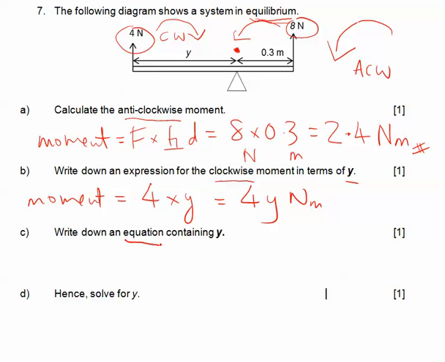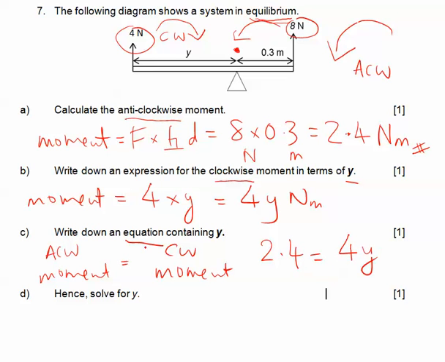Write down an equation. Equation needs to have an equal sign. How do you know that it's equal? Because of the keyword equilibrium. Equilibrium, there's a principle called the principle of moments. What does the principle of moments say? It says that the anti-clockwise moments must be equal to your clockwise moment. So in this case, I can equate what I have gotten in part A and part B together. So in this case, anti-clockwise moment is 2.4. And my clockwise moment that I calculated in part B is 4y. So this is my answer for part C, which is 2.4 equal to 4y. Okay, let's now move on to part D.